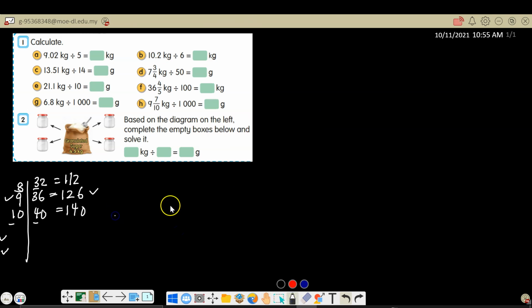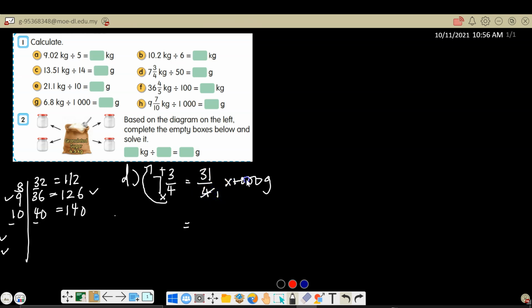Okay, let's continue. For D. Now D, we are given a fraction, a mixed number. So I would change to improper fraction. 4 times 7 plus 3. 4, 7, 28 plus 3, 31 over 4, divided by 50. Okay, I will change to gram first because the question asking for gram. So we change to gram first. Okay, kg to gram times 1000 gram.